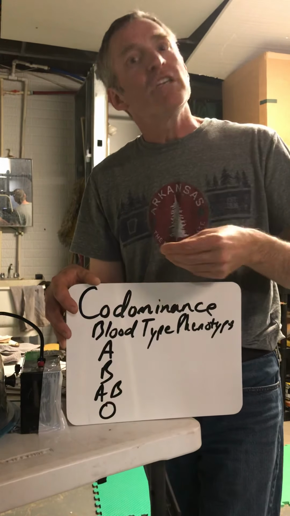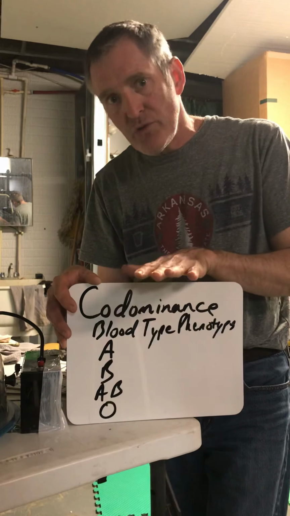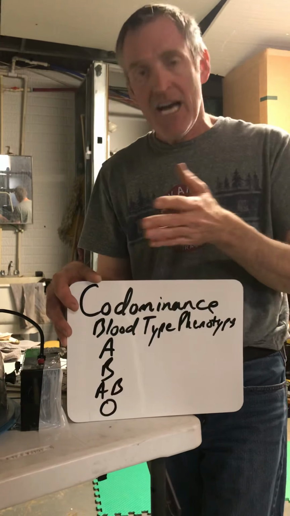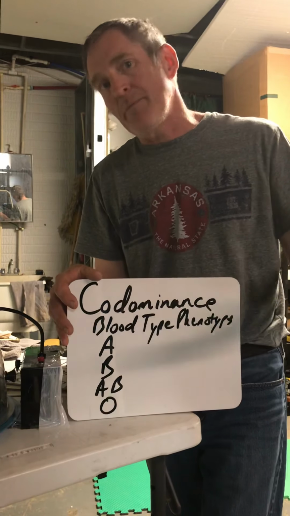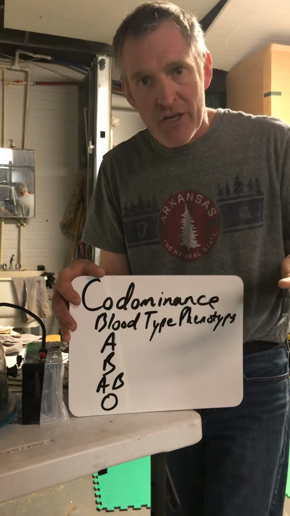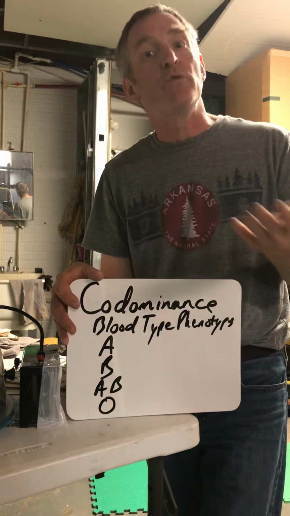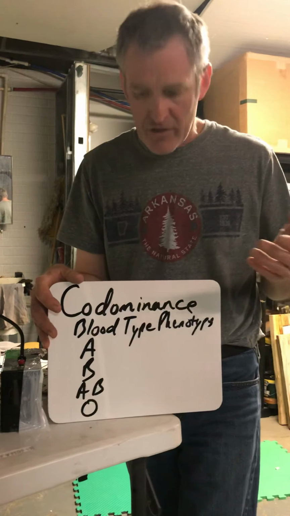When we deal with this one, there are no tests over this, but I hold you to blood type. If you have type A blood or type B blood, neither one is dominant over the other, so we call it codominant. They are equally dominant to each other.